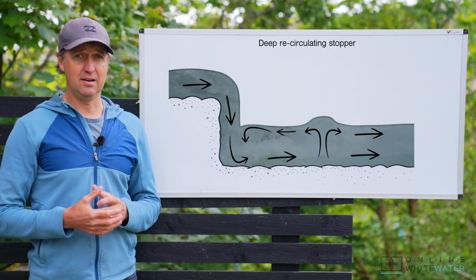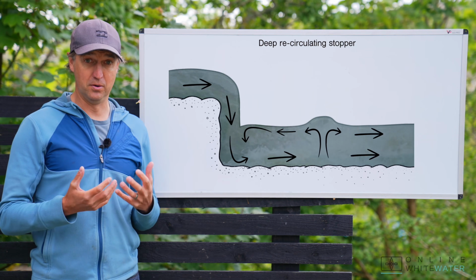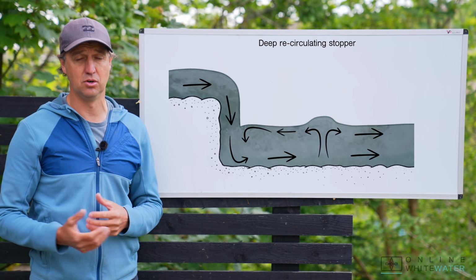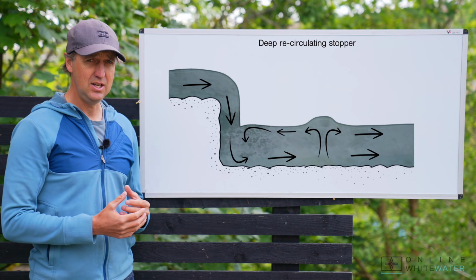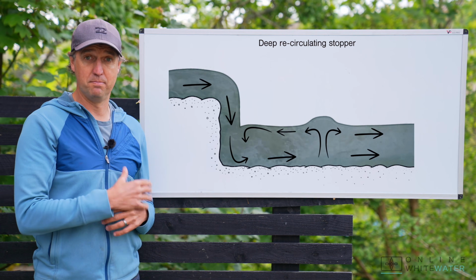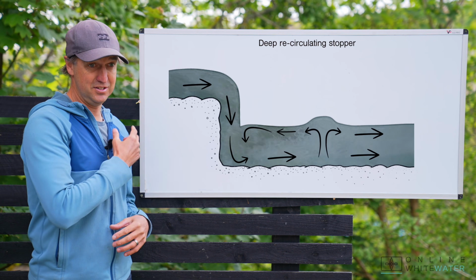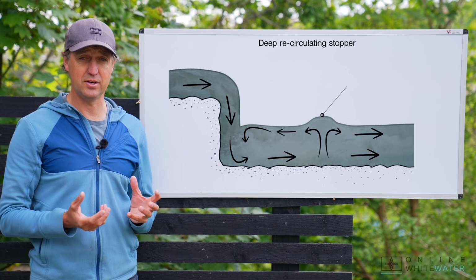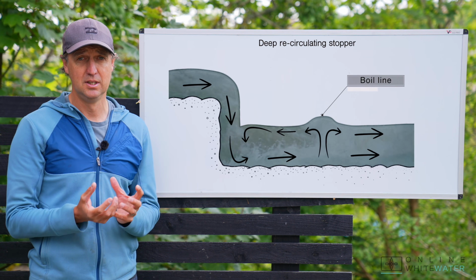Now, for this sort of feature, what we're looking for is that the water is going to be coming in at quite a steep angle over a rock or a ledge or a man-made feature. When the water flows over that rock or ledge, it goes deep towards the bed of the river. And then once it's gone to the bed of the river and it flows along, it's going to come back up to the surface and create what we call a boil line or a boil.